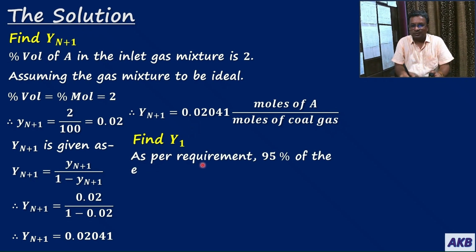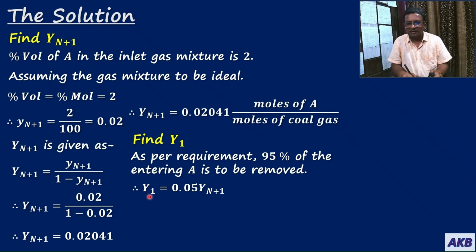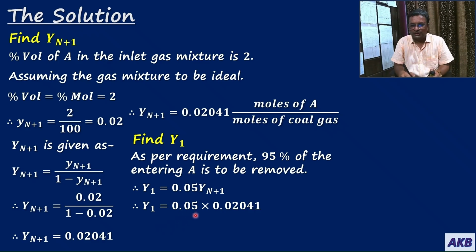What is the information? As per the requirement, 95% of the entering E is to be removed. So 95% of the 0.02041 moles of E per mole of coal gas entering are to be removed. Mathematically, capital Y1 is the moles of E in the outgoing gas, which will be 5% of the moles that are entering, because the remaining 95% will be absorbed. Therefore, capital Y1 is 0.05 times capital Yn plus 1. So capital Y1 is equal to 0.05 into 0.02041, that is, capital Y1 is equal to 0.00102. So in this way, we get capital Y1.